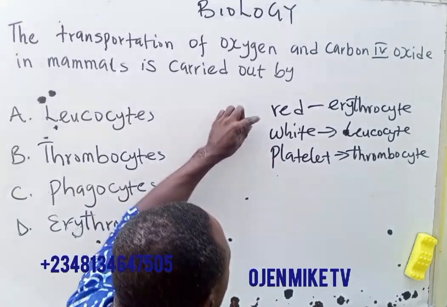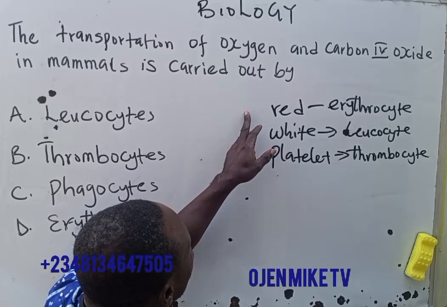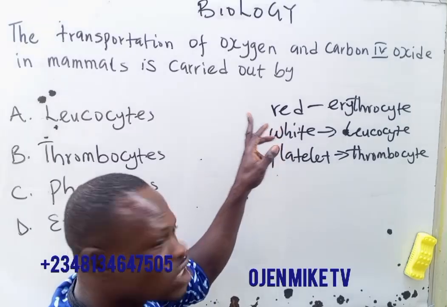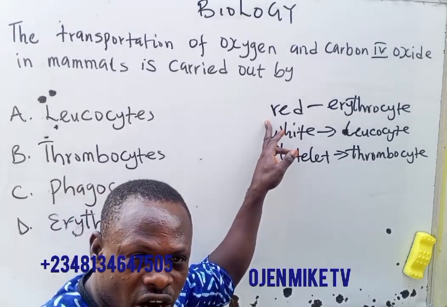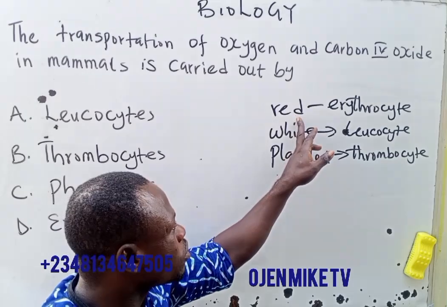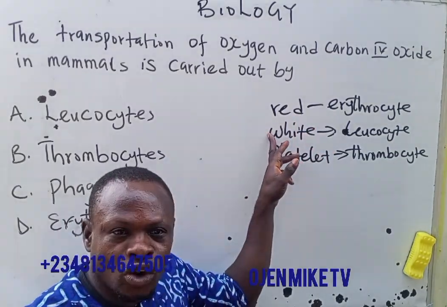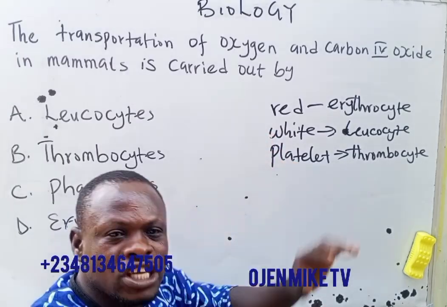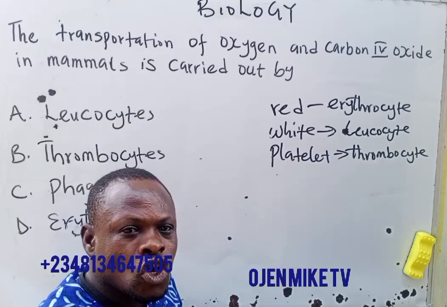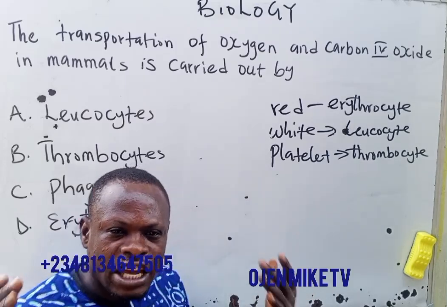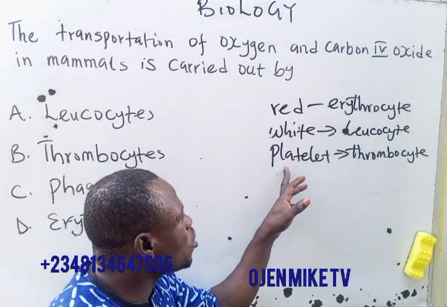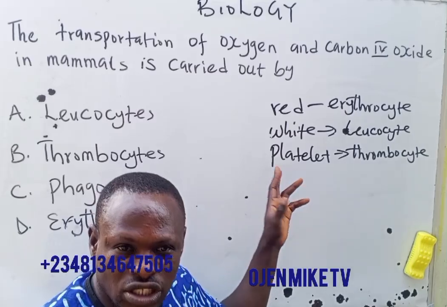So the major function of the red blood cell is the transportation of oxygen and carbon dioxide. Majorly oxygen. Transport of oxygen around the body is the job of the red blood cell. The white blood cell is responsible for the fighting of infection. Anything about fighting, its entire life is fighting. So what defends the body from any external pathogen is the white blood cell. The platelet is the one that helps in blood clotting.